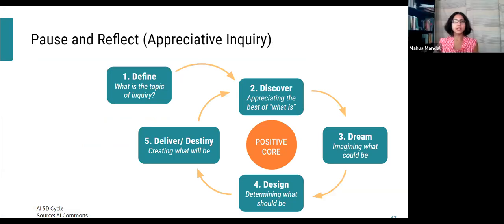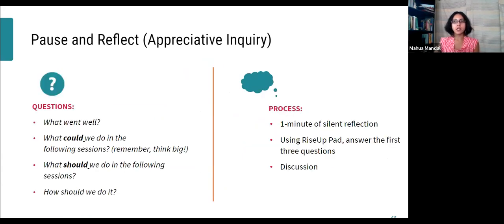Thanks, Emily. So we have just a few minutes left to do a quick pause and reflect for this session. Here's a quick graphic. I'm not going to go through this in detail, but there are different types of pause and reflect activities we can do, and we're going to use some of the questions that come out of appreciative inquiry for this specific pause and reflect. Next, Sammy. So Sammy, if you can put the Rise Up link into the chat, we're going to use the Rise Up pad again to do this pause and reflect.